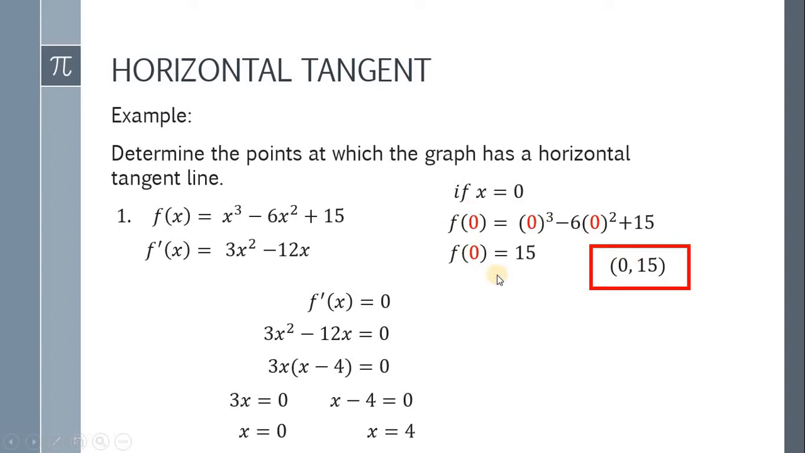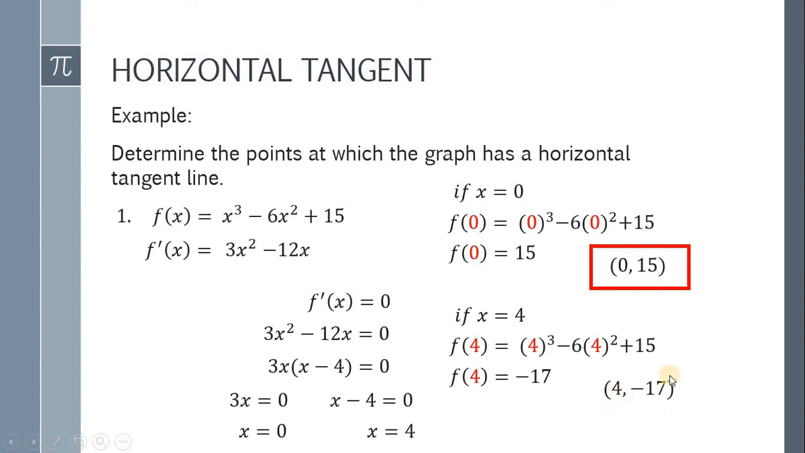Now, meron pang isa. If x is equal to 4, so palit ulit natin. Kailangan natin makuha yung f of 4. So we have f of 4 is equivalent to 4 cubed minus 6 times 4 squared plus 15. And we get f of 4 is equal to negative 17. So yung another point natin must be 4, negative 17. And we're done.